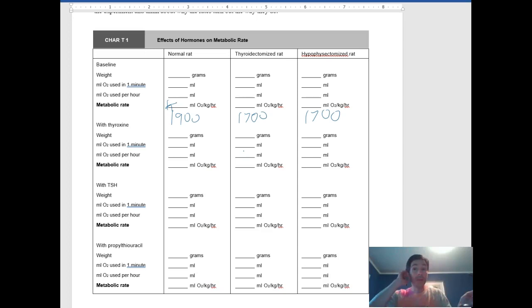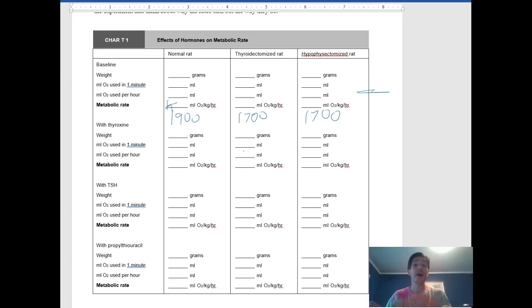So the first thing you want to be able to answer based on just this first row is who had the highest metabolic rate, which is the normal rat. Then the follow-up question is why? And the answer to that is the normal rat is not missing anything. The thyroidectomized rat is missing its thyroid, which produces thyroid hormone, which stimulates your metabolism. So if you don't have a thyroid gland, you're going to have low thyroid hormone levels, and your metabolism is going to be lower.